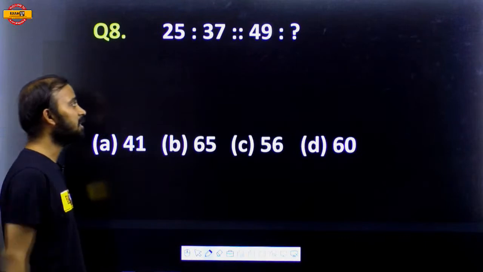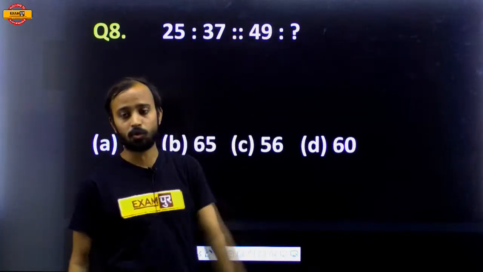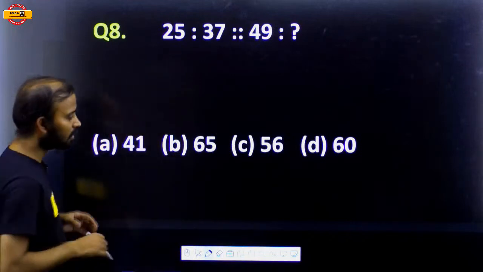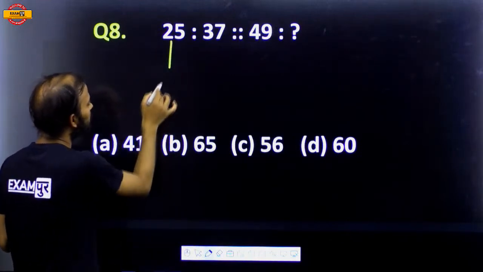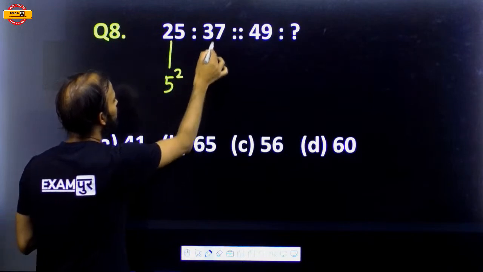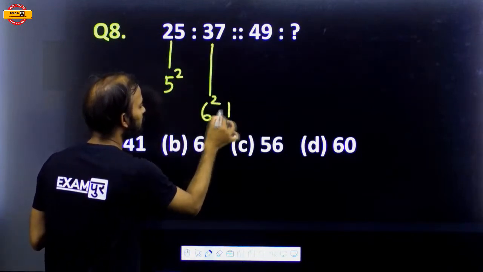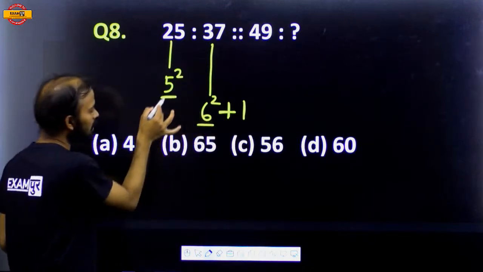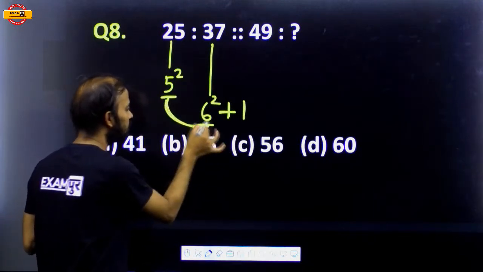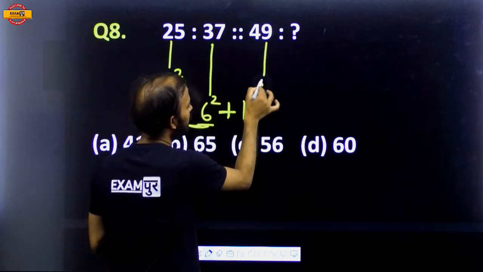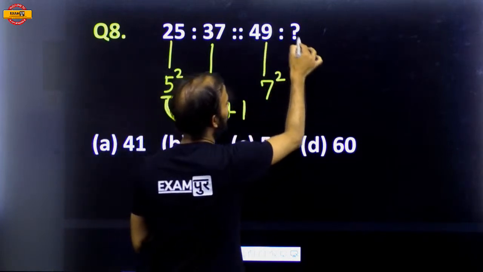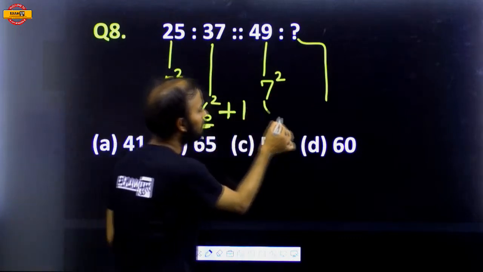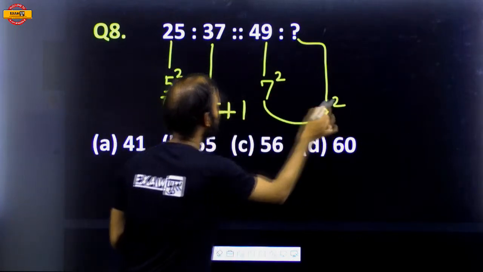25 is related to 37. Similarly, 49 is related to what? It's a base 65. Just check it out. 25 is what? 5 square, and 37 is 6 square plus 1. And the difference between 5 and 6 is 1. Similarly, 49 means 7 square. And in place of question mark, 5 plus 1 is 6, similarly 7 plus 1 is 8 square.